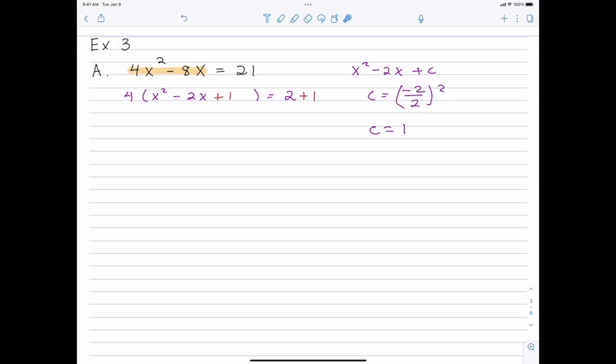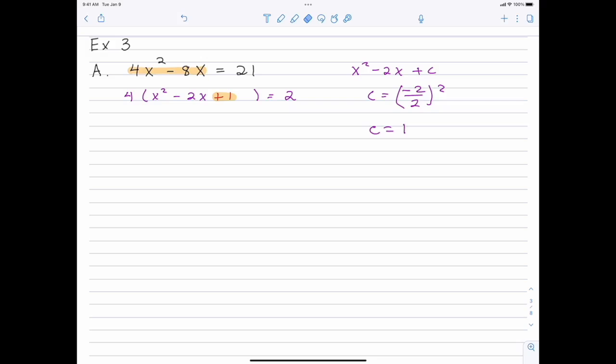Now, I want you guys to pause this and just think about this for a second. Why? I did not actually add 1 to this side. I actually added 4. Do you know why? See if you can figure out why before I fix it. So I'm going to erase this. See if you can figure out why. Okay, I'm going to come back.